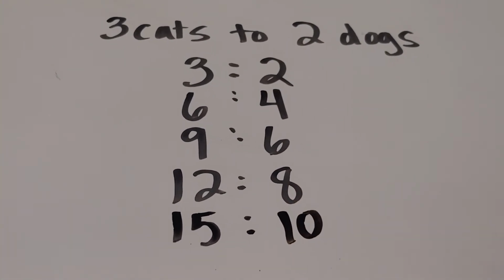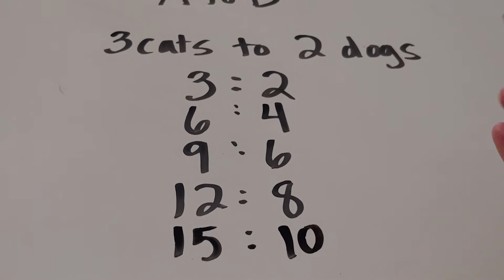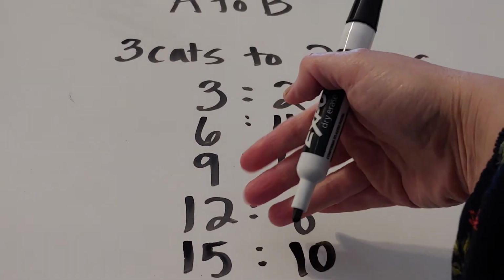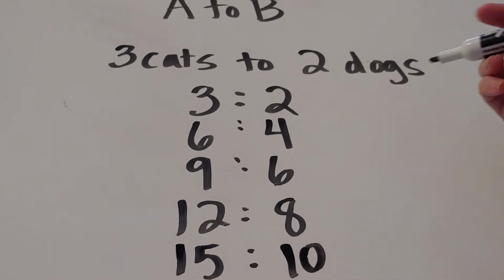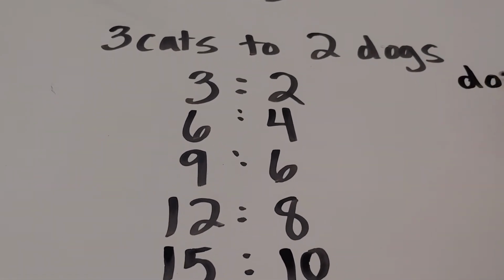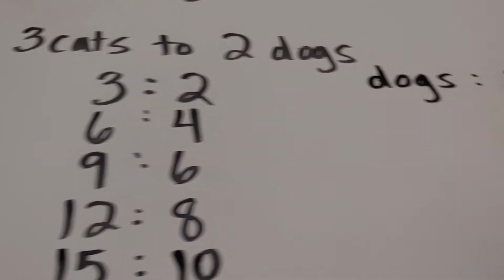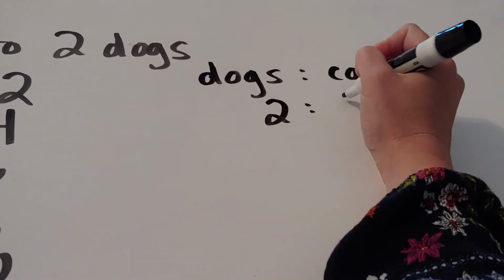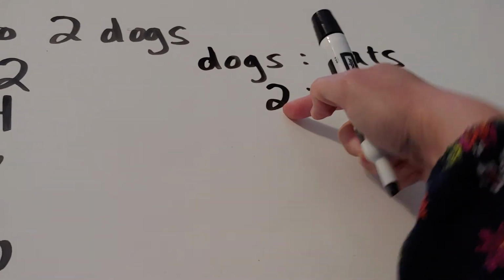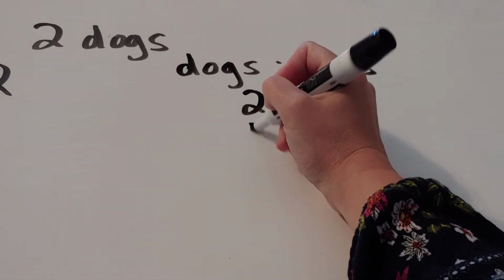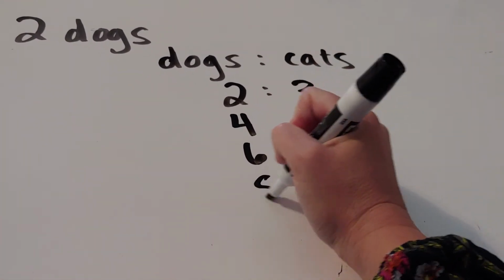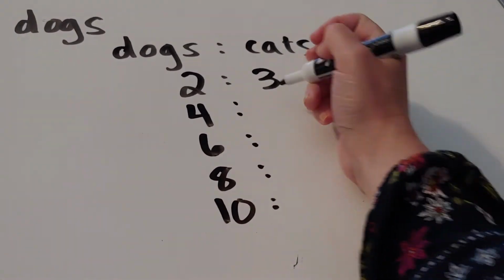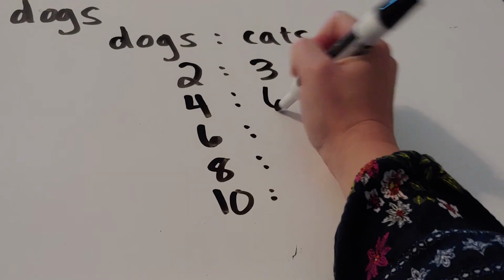All right. Now, sometimes students ask, well, can we flip the ratio? This one is set up as cats to dogs. But if you wanted to do it from dogs to cats, then we could have the same numbers, but as you'd see, this column would be all the multiples of 2, and then this column would be all the multiples of 3.